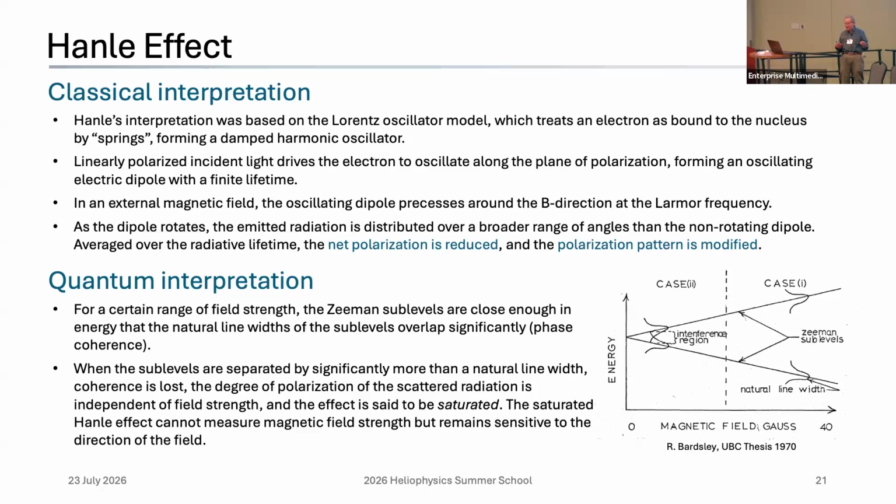Since delta t is finite, you have to have some line width. If they're really close, then their quantum states interfere. That's the region of the Hanle effect. As the field gets stronger, the Zeeman sublevels are split enough that they don't much care about each other, and the Hanle effect loses much of its diagnostic power.